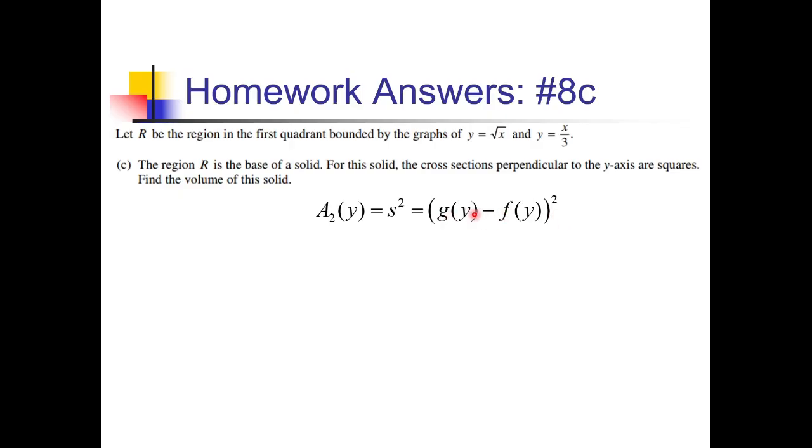And this is the right order here. We have further right minus further left. But just the way this is set up, since you're squaring it, you would actually get the same answer even if you messed up this order. Anyway, let's go ahead now and integrate that from 0 to 3. So this is going to be A sub 2 of y dy.